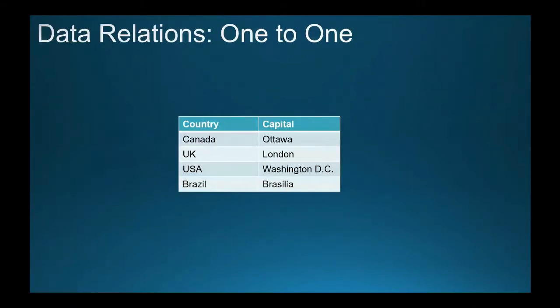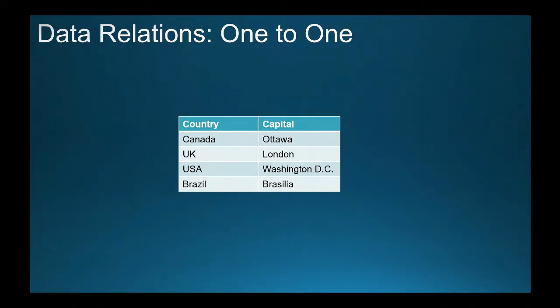Now, the most trivial one is the one-to-one. For every country, there is one and only one capital. For every capital, there is one and only one country. And this is a one-to-one relationship. That means each piece of data is related to another piece of data in only one way.